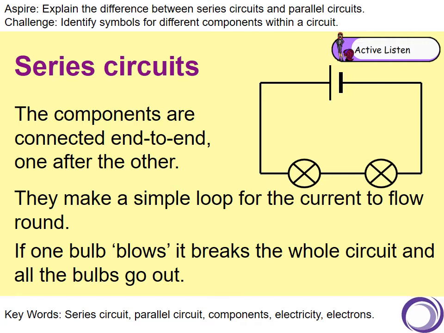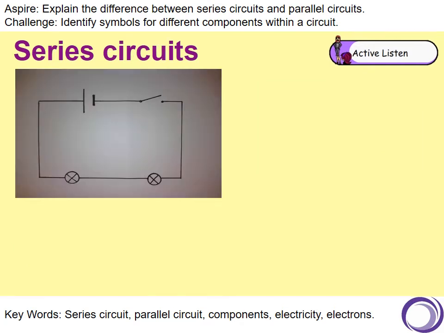Now I'll go into current in a little bit more depth later on. In a series circuit, if one bulb blows, as in it breaks, then that means the whole circuit is incomplete, and therefore all the bulbs will not work. And that's because the current can't flow around the full loop. So I'm going to ask you to record that information.